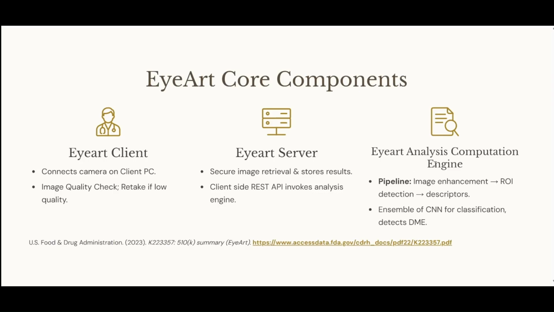The analysis computation engine is where the real intelligence happens. It can use an ensemble of convolutional neural networks combined with classical image analysis techniques that include image enhancement, such as improving the retinal features, region of interest identification to focus on key areas such as macula or optic disc, and descriptor computation, which extracts meaningful features.